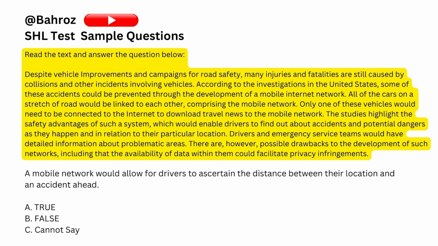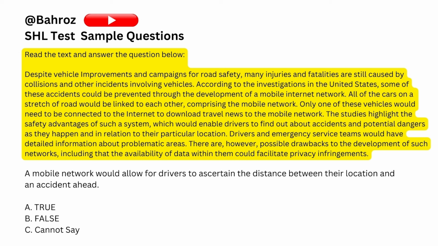Question number 11. Despite vehicle improvements and campaigns for road safety, many injuries and fatalities are still caused by collisions and other incidents involving vehicles. According to the investigations in the United States, some of these accidents could be prevented through the development of a mobile internet network. All of the cars on a stretch of road would be linked to each other, comprising the mobile network. Only one of these vehicles would need to be connected to the internet to download travel news to the mobile network. The studies highlight the safety advantages of such a system, which would enable drivers to find out about accidents and potential dangers as they happen, and in relation to their particular location, drivers and emergency service teams would have detailed information about problematic areas.